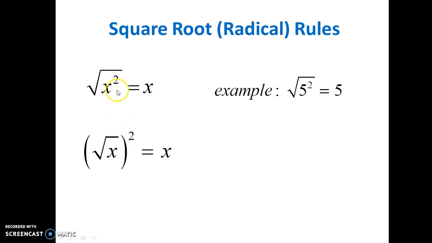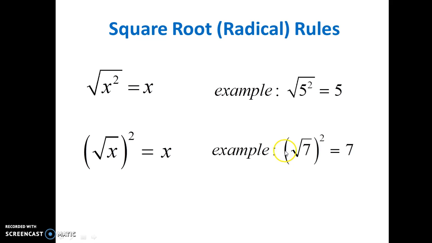In that case, it's the same as this. Here we have a square root and a square inside. Here we have a square root and a square outside. They cancel each other the same way. It doesn't matter where that square is. It can be inside or outside the root. Either way, they cancel out, and we're left with just that number.